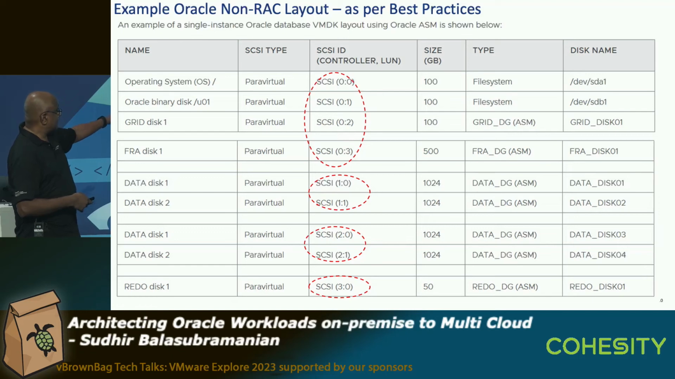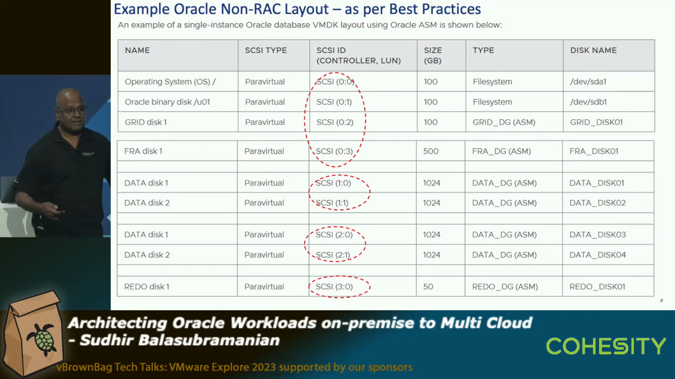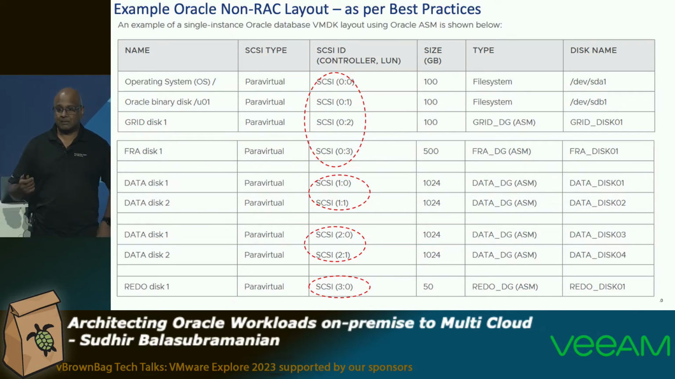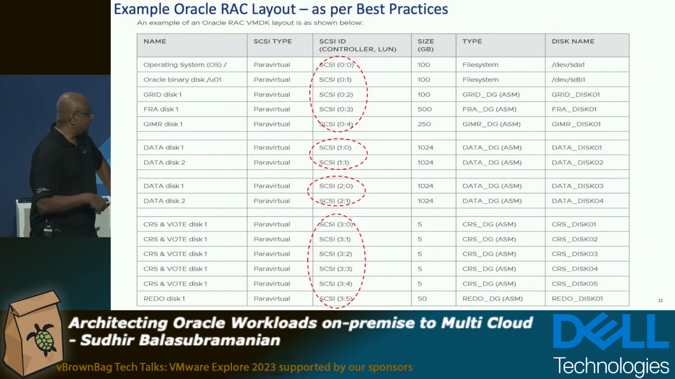But again, I'll just give you an example here. If I have to design my Oracle database on VMware, this is probably how I'll do it. This is not the way, this is just one of the ways I would do it. What I want to highlight here is I have load balanced my VMDKs across all my 4 PV-SCSI controllers for the same load balancing reason. And if I have to do an Oracle RAC, I'll just add my CRS and my voting disks to the last SCSI controller, and voila, I'm done.